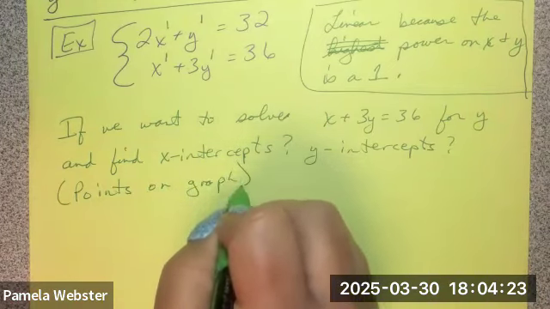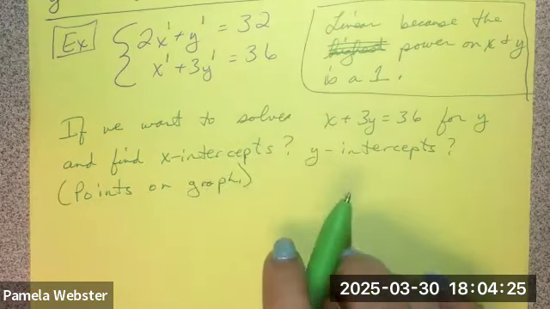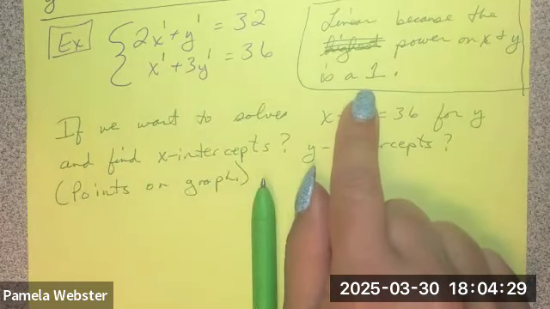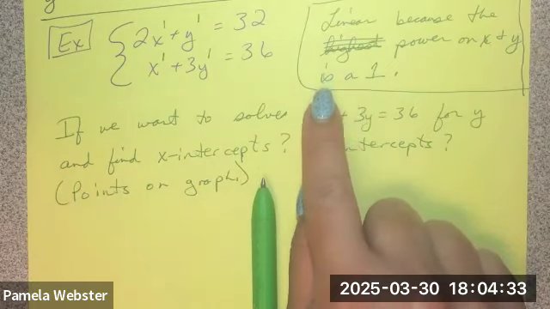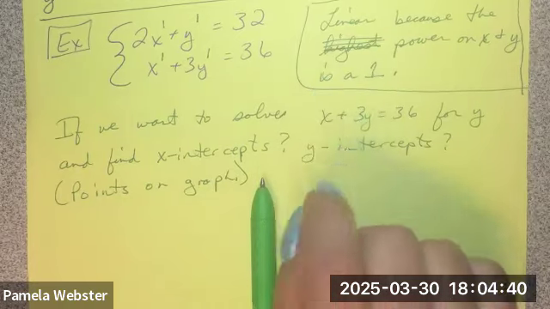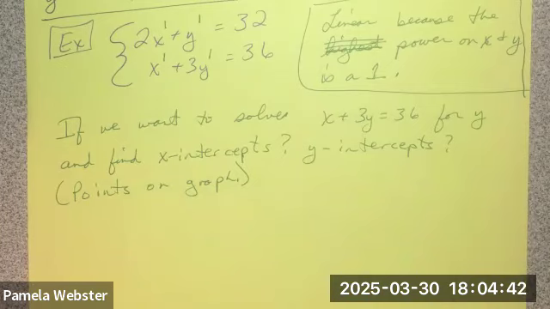Okay, we can do that. In fact, remember, we can find intercepts really quickly. For the x-intercept, make the y be 0. Well, if y is 0, then x is 36, right? And we could find the y-intercept by letting x be 0. Well, then y would be 12, right? So we can find those intercepts really quickly.